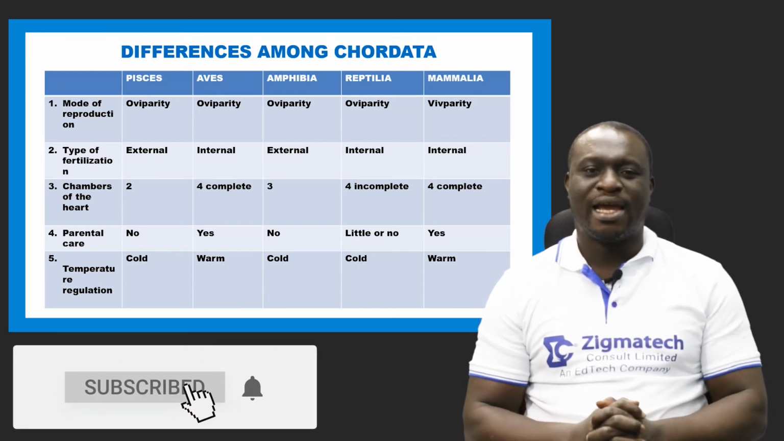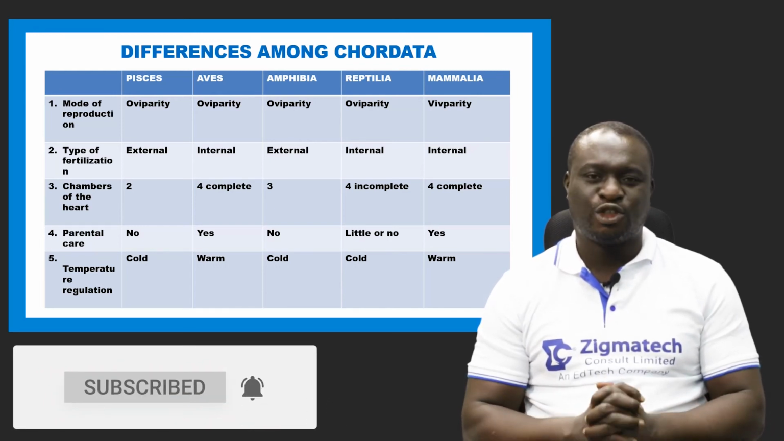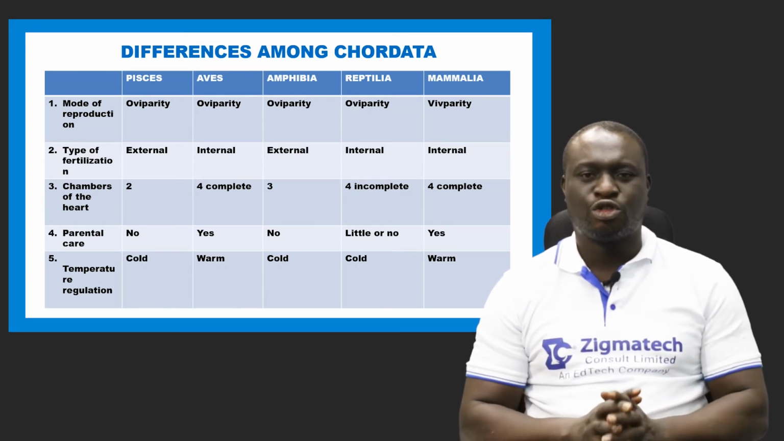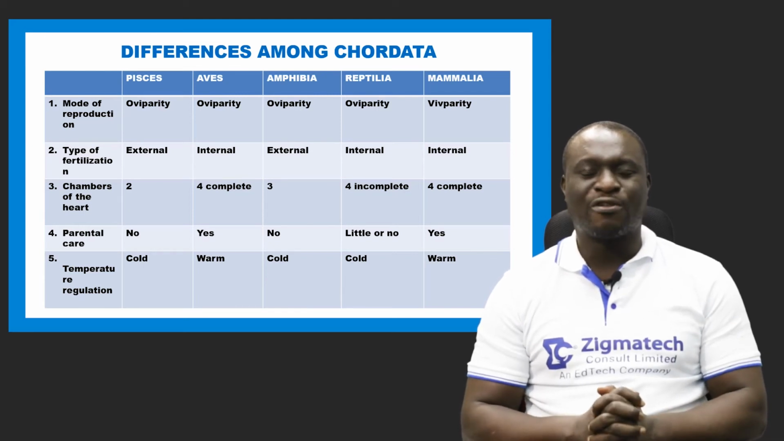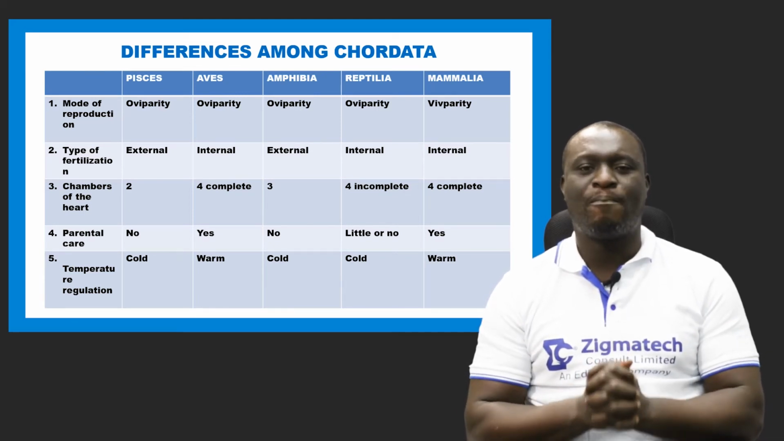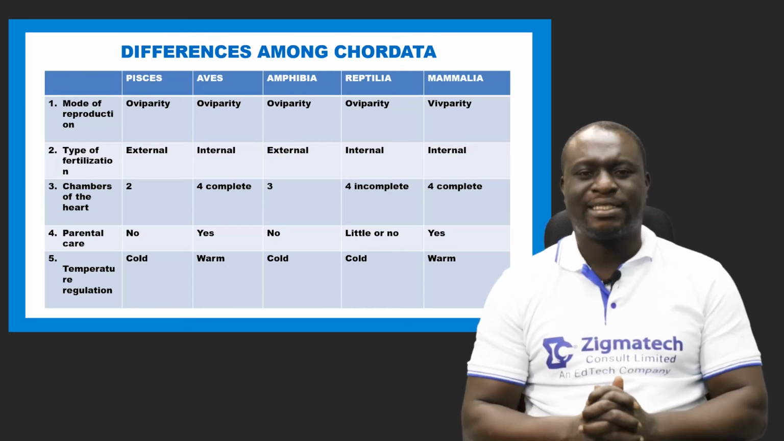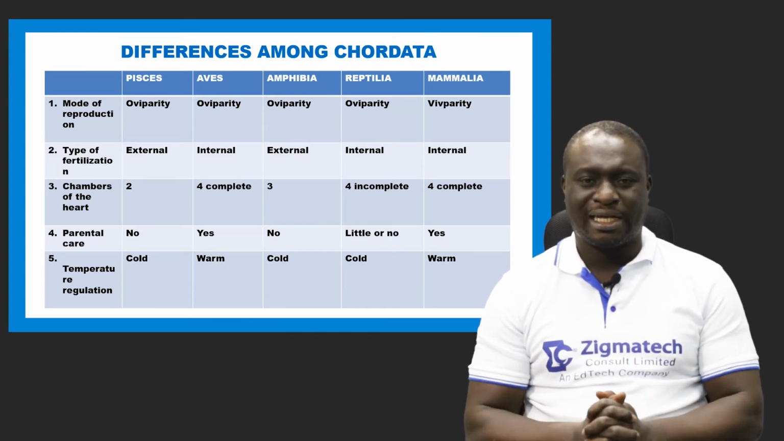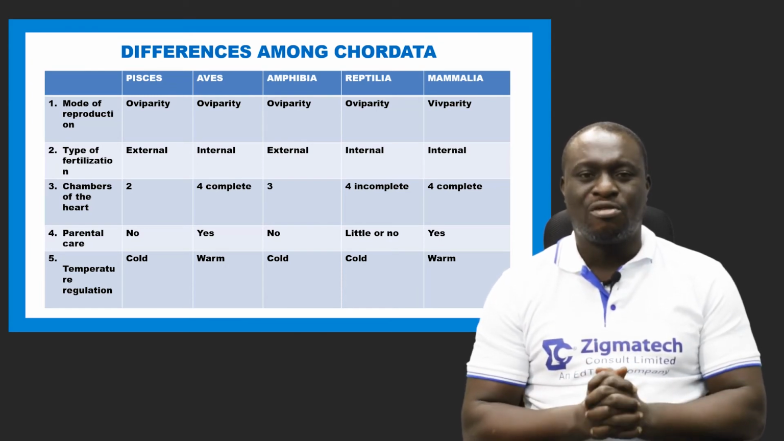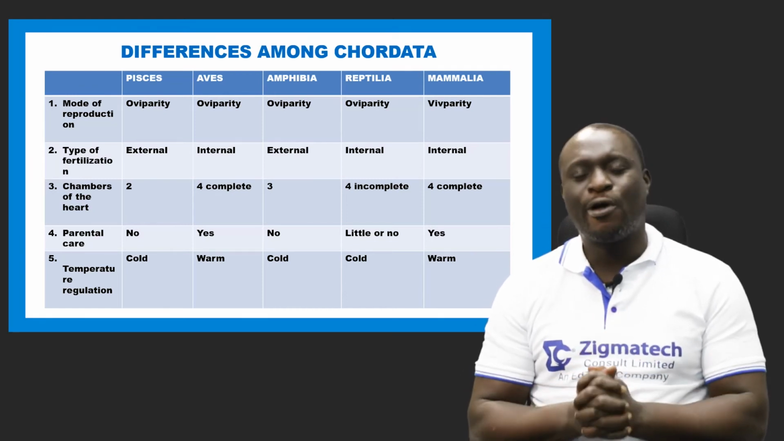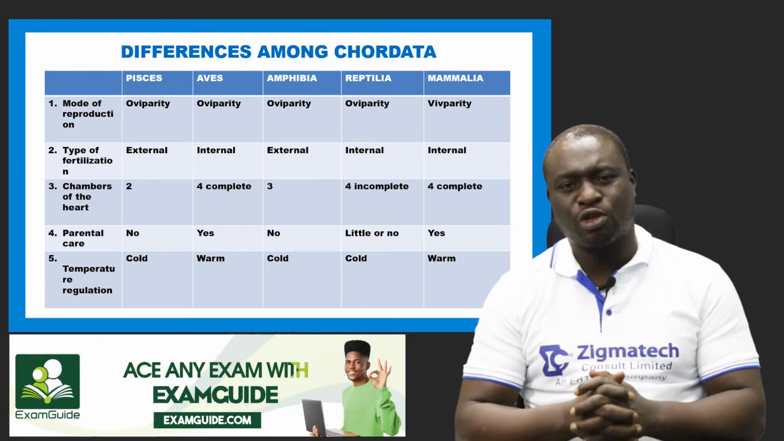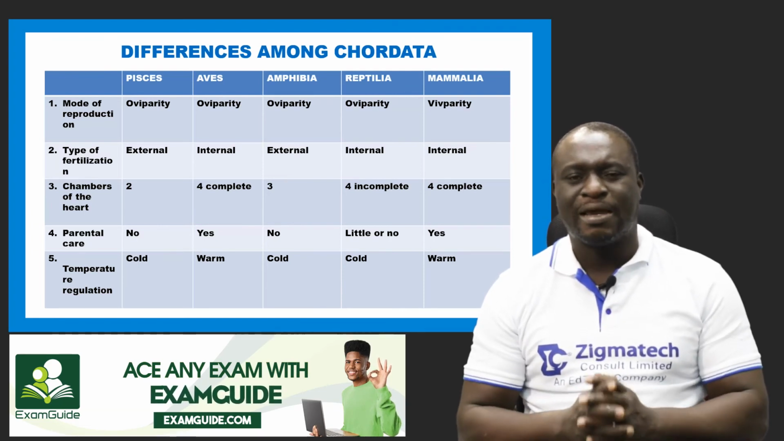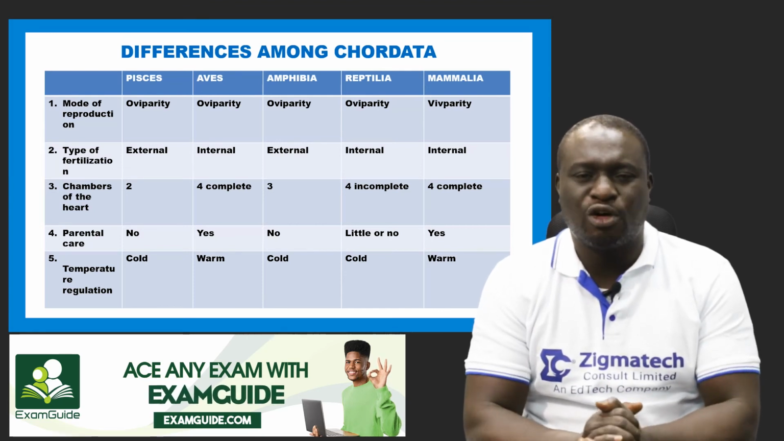Number three is chambers of the heart. In Pisces, we have two chambers in the heart. Aves have four complete chambers of the heart. Amphibians have three chambers of the heart. Reptiles have four incomplete chambers, as we have seen in their characteristics. And mammals possess four complete chambers of the heart.